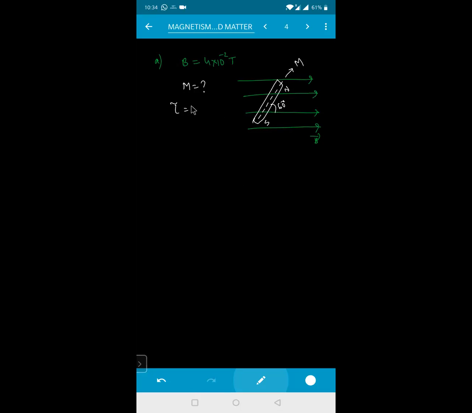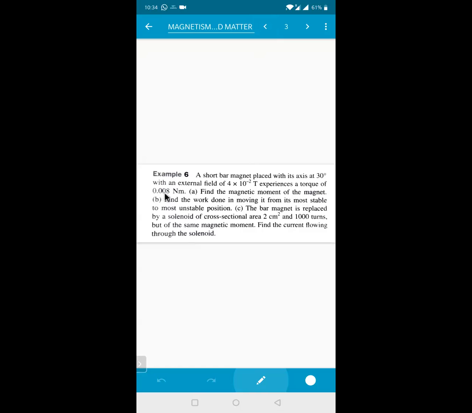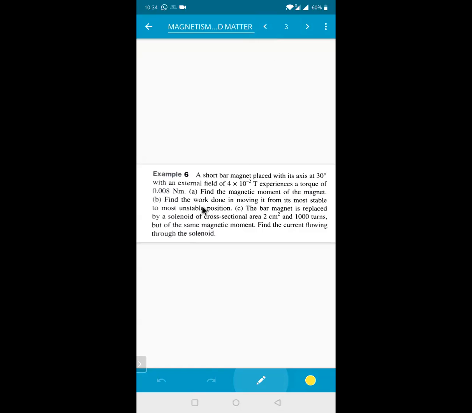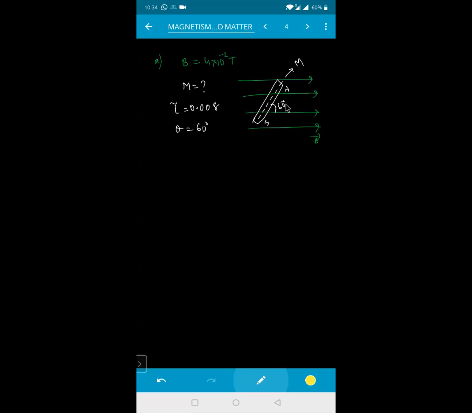Torque is given in the problem as 0.008 Newton meter, and theta is equal to 60 degrees. Sir, how are we taking theta as 60 degrees? He is telling in this one. Right now here, it says 30 degrees, 30, not 60 degrees. Yes, sorry. So it is 30 degrees, not 60 degrees. So this is your 30 degrees.